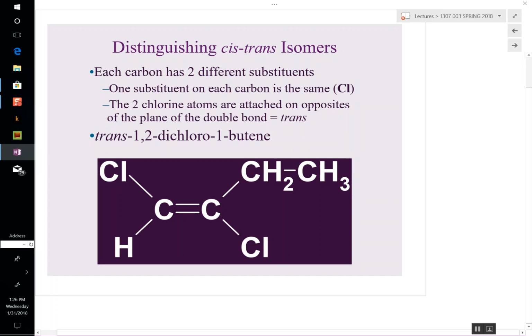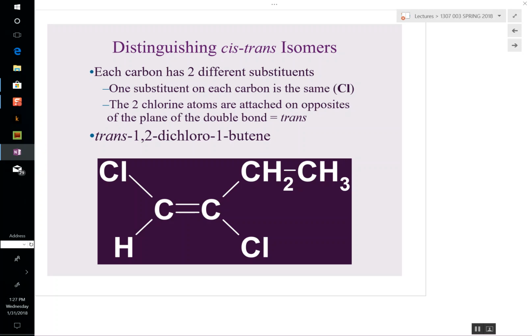Here's another example here. They don't have to be methyls. They could be chloros. Different things can come in here. This is 1, 2, 3, 4. This is 1 butene. But this carbon has two different things on it, a hydrogen and a chlorine. This carbon has a chlorine and a CH2CH3 on it, two different things. And these two carbons each have a chlorine on it. So those chloro groups are trans to one another. So it's trans 1,2-dichloro-1-butene.